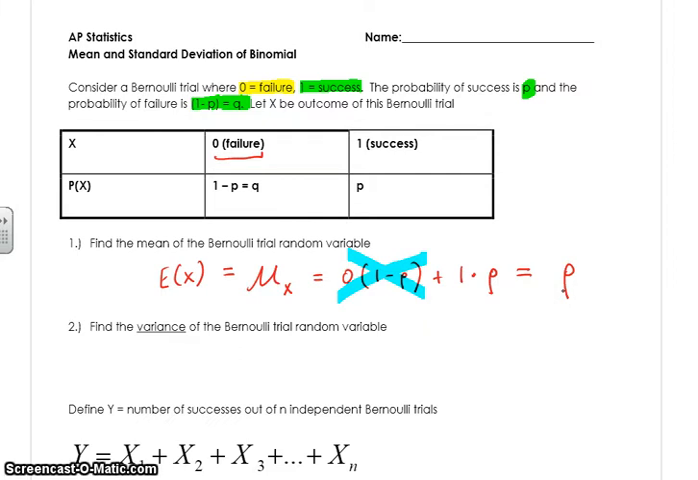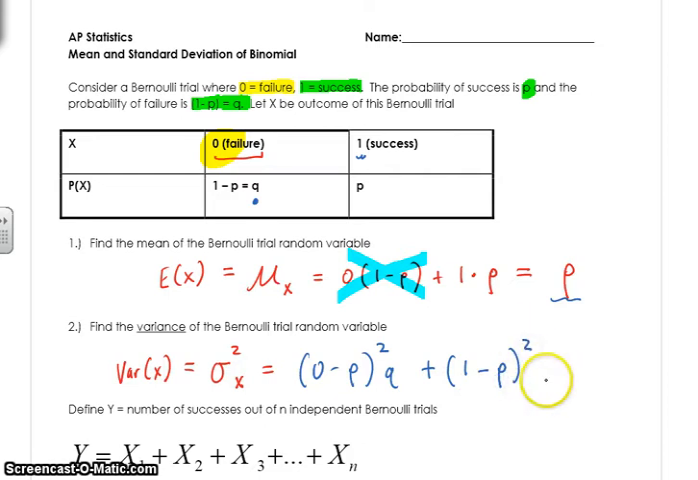Okay? Now let's find the variance. It says variance here, so I'm not going to square root my answer. The variance of X, which is also known as sigma squared of X. Well, how do we find the variance? We take each value minus the mean, which is P. So this would be 0 minus P, and we square that, and we multiply it by the probability. So I'm going to multiply that by Q. Plus, here's the second outcome, 1 minus P squared times P, because that's the probability there.